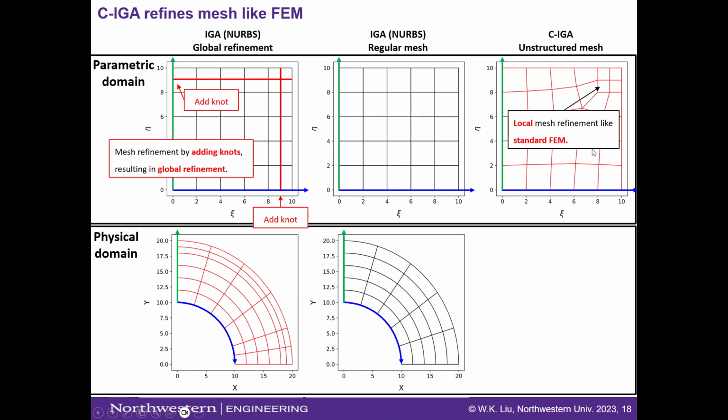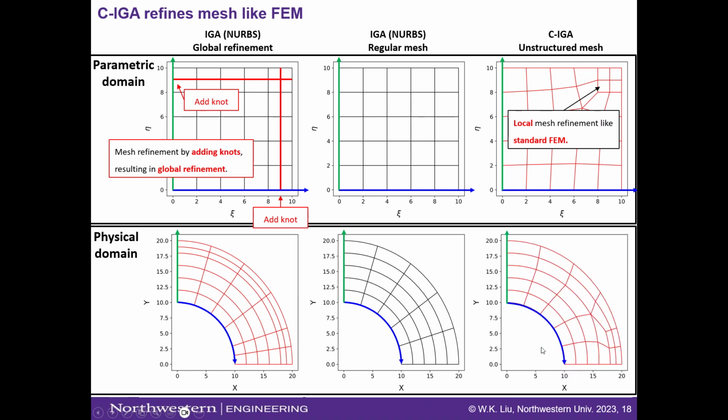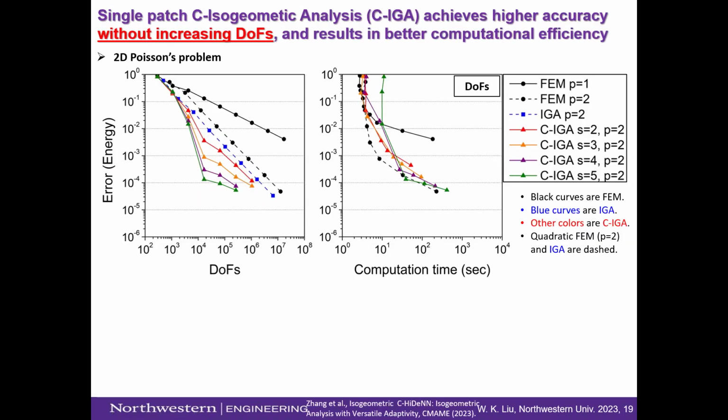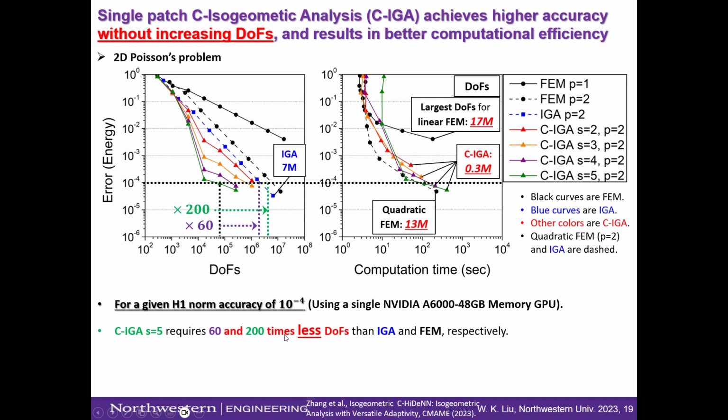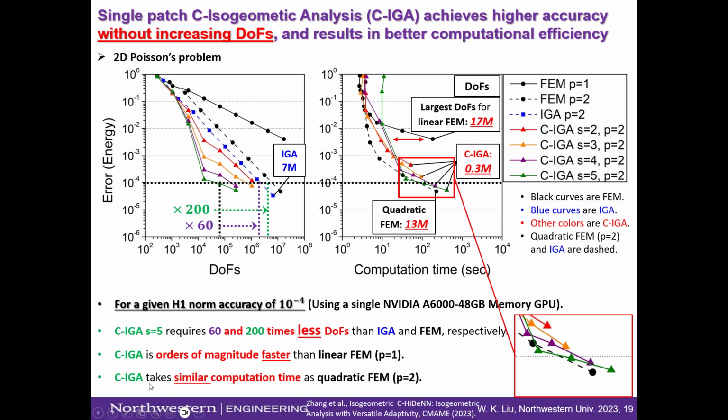So we can do the local refinement like FEM, and the corresponding refined mesh in the physical domain looks like this. Just like the convolution HiDeNN, our convolution IGA can have higher order accuracy without increasing degrees of freedom. That's why our model is much more efficient than the standard ones. For the given level of accuracy, 10 to the minus 4, convolution IGA requires fewer degrees of freedom than IGA or FEM.